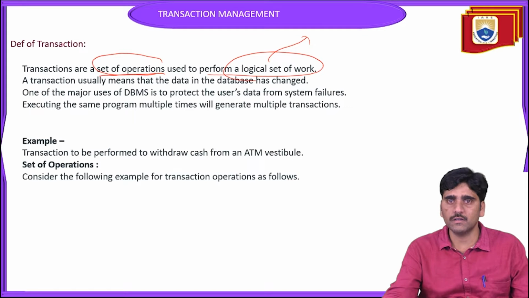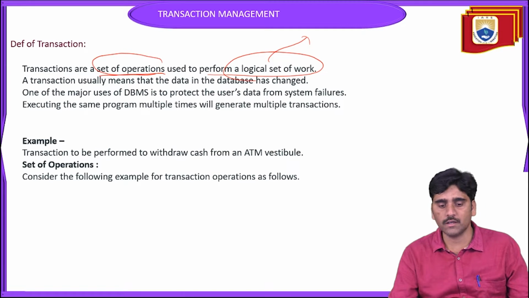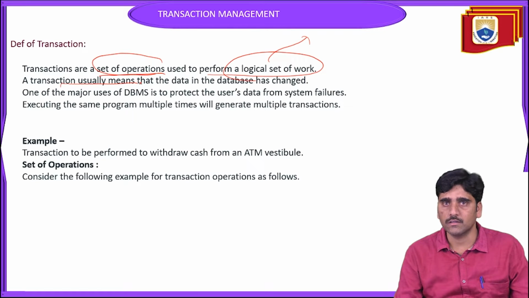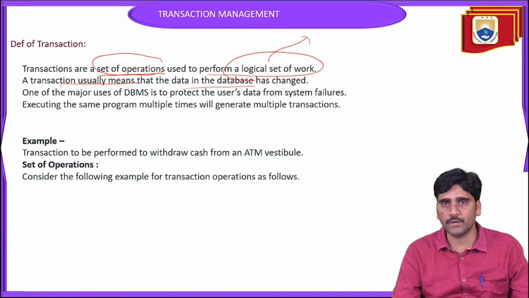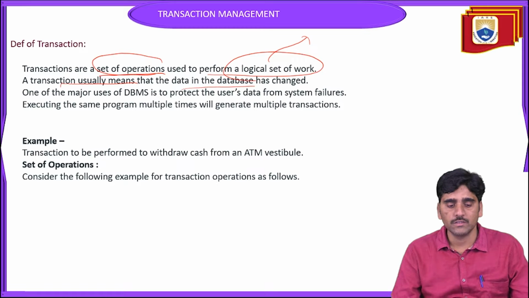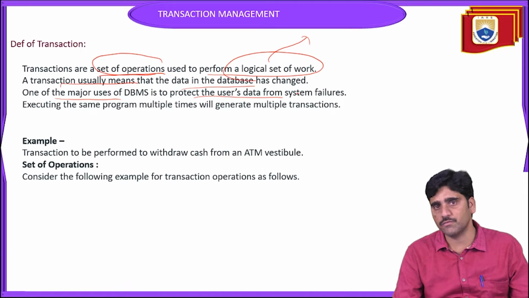A transaction usually means that the data in the database has been changed. Every time we perform certain operations, the data related to those operations is changed. The work sets are changed. One of the major uses of a DBMS is to protect the user's data from system failures.